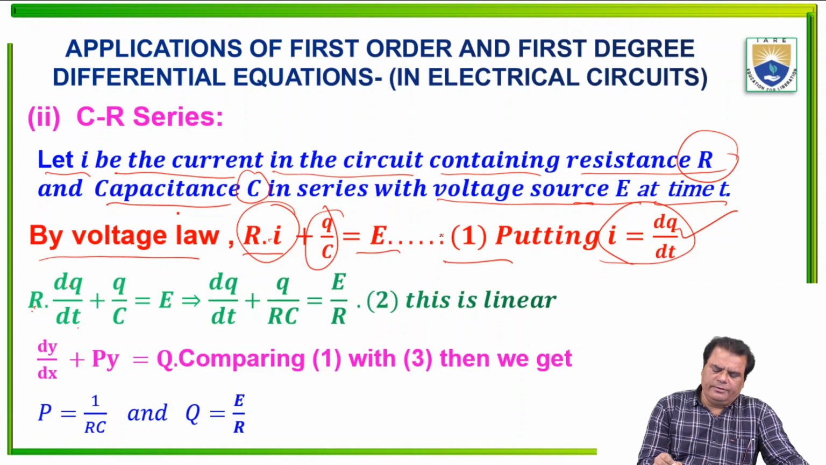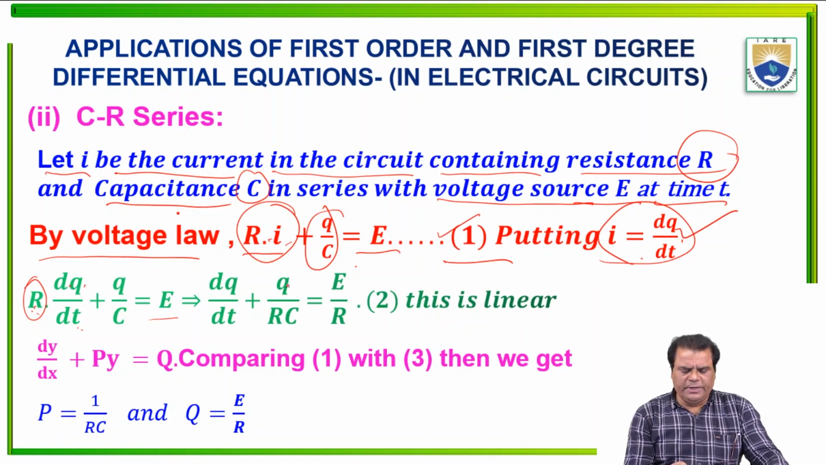In equation 1, we have Ri plus q by C equal to E. Putting I equal to dq upon dt, we get R dq upon dt plus q by C equal to E. Dividing by R in each term, we get dq upon dt plus q by RC equal to E by R. This is equation 2.